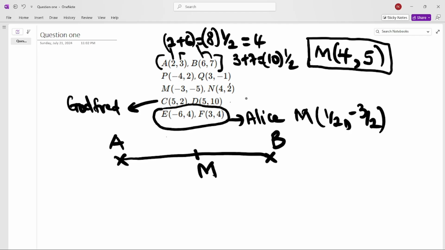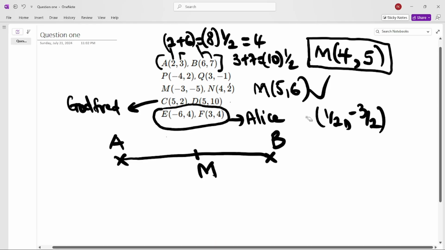I got M into bracket 5 and 6. 5 comma 6. Yes, that's correct. That's very, very correct. Alice, are you on it? Yes, please. If you have a fraction, make sure you leave it as a fraction. Leave the point as a fraction.